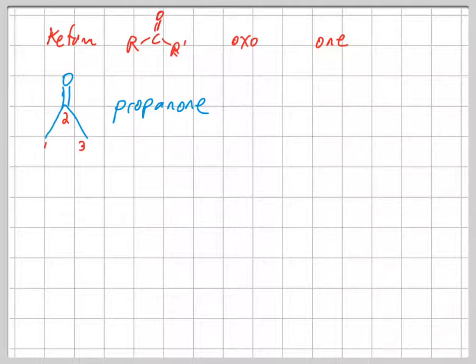Propanone, because it's 3 carbons, and there's only one place that the double bonded oxygen could go. If it went on the end, it would actually be an aldehyde, not a ketone. So that would be propanone.